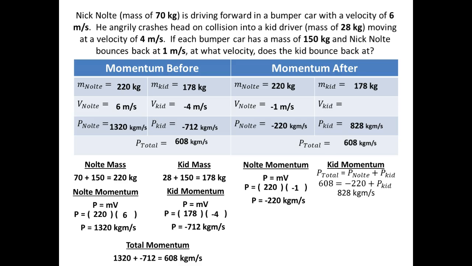Now that I have two values in the kid's column, I can calculate the third. So if I want to find the kid's velocity, I'm going to use the same formula, my momentum formula. I'm going to replace the variables. I have P, I have the kid's momentum. I have the mass of the kid in his bumper car, 178. This is a one-step equation. So what's happening to my variable? I'm multiplying by 178. To solve it, I'm going to divide both sides by 178. That's going to give me 4.65 meters per second. Plug that right back into the problem, and that is our answer.